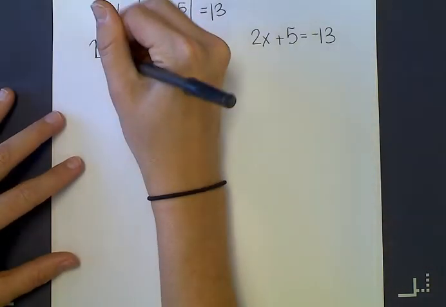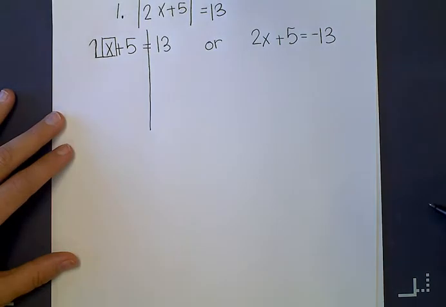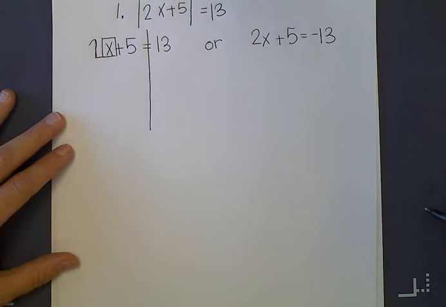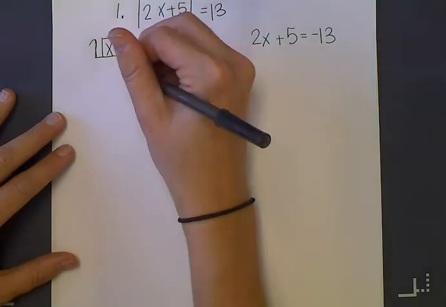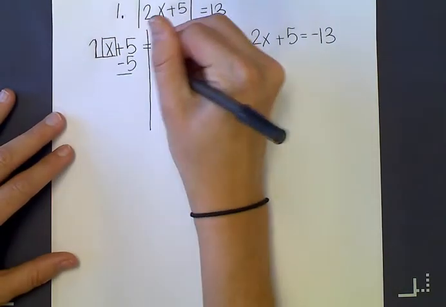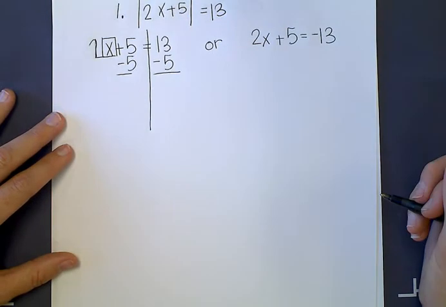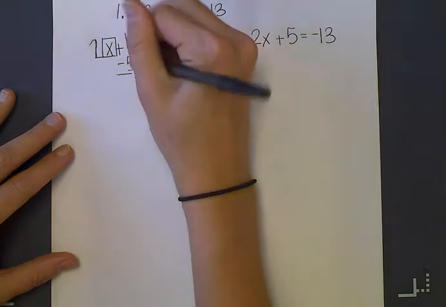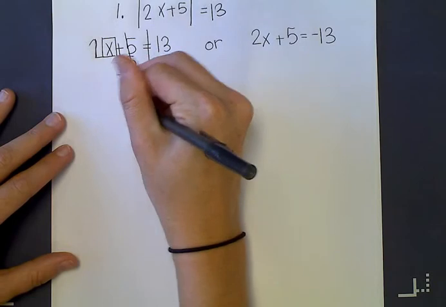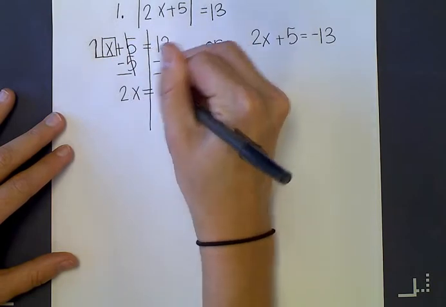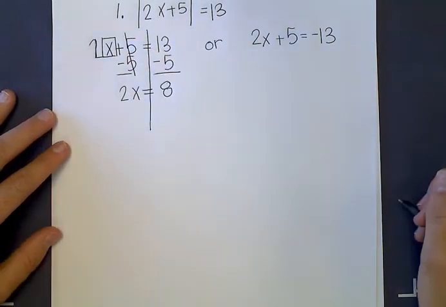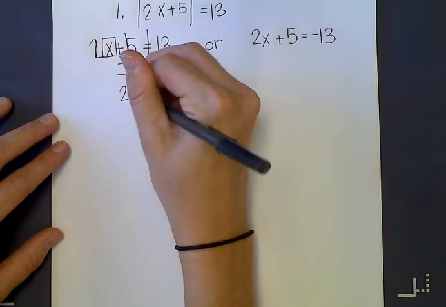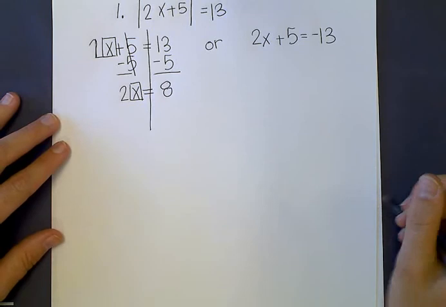I need to isolate my variable. I should move away from my variable the 2 and the 5. To move the 5, I will subtract 5 from each side. My 5's will cancel out on the left side, and I'm left with 2x equals 8. I still need to isolate my variable. To do this, I divide both sides by 2.